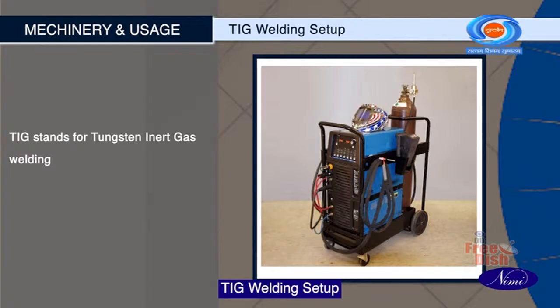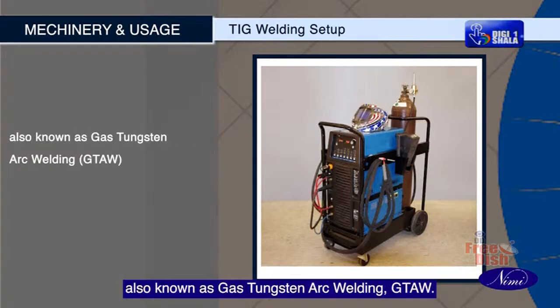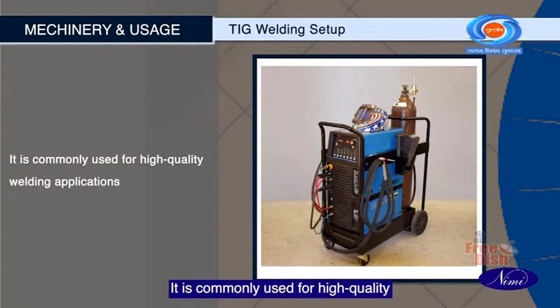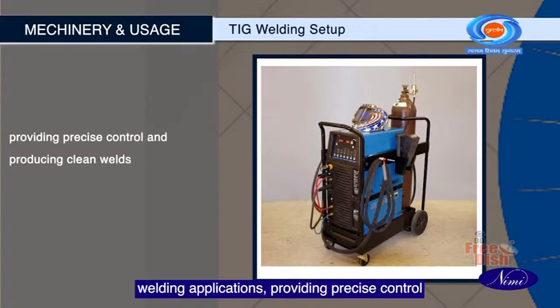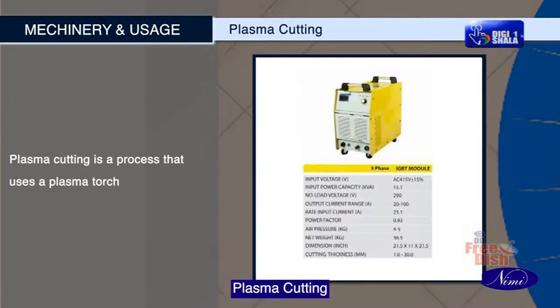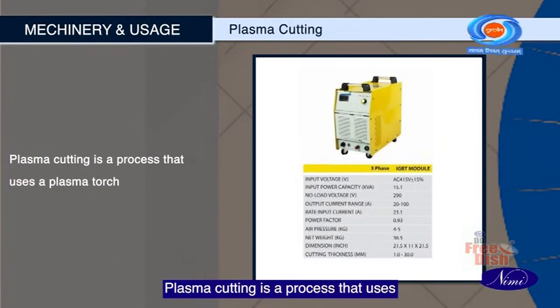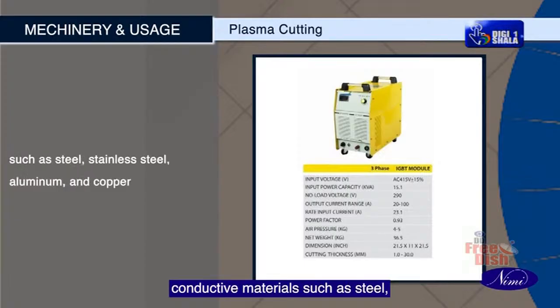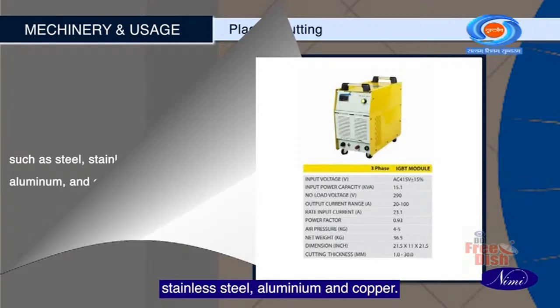TIG welding setup. TIG stands for Tungsten Inert Gas Welding, also known as Gas Tungsten Arc Welding, GTAW. It is commonly used for high-quality welding applications, providing precise control and producing clean welds. Plasma cutting. Plasma cutting is a process that uses a plasma torch to cut through electrically conductive materials such as steel, stainless steel, aluminum, and copper.